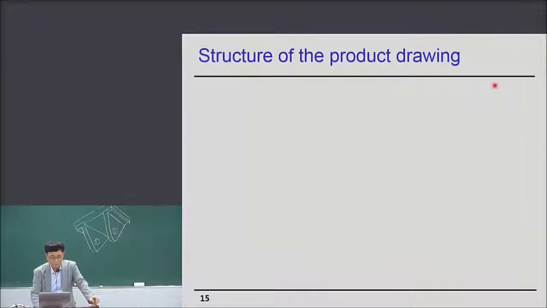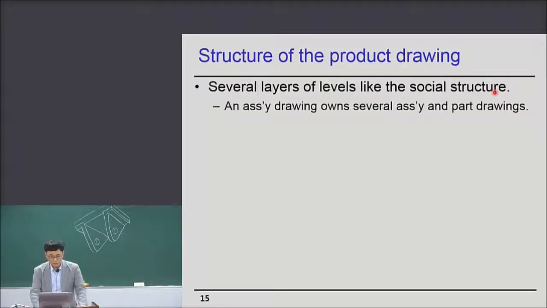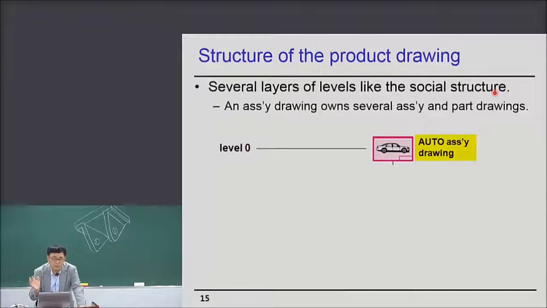Okay, all right. And also you have to understand the structure of the product drawing. There are several layers of levels, like a social structure, and an assembly drawing owns several assembly drawings and part drawings. For example, let's see level 0, the most upper level. This is an example of an assembly drawing for an automobile.